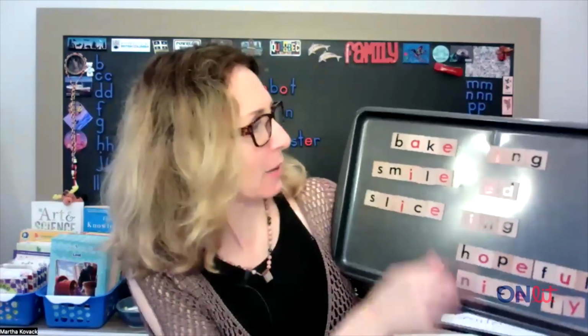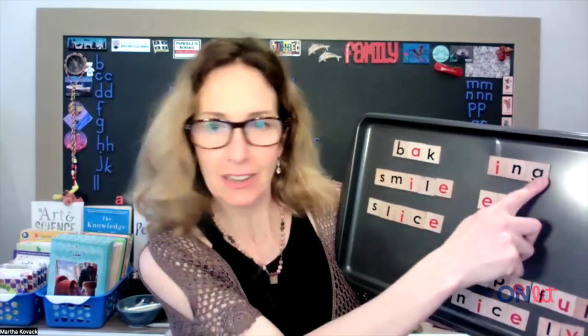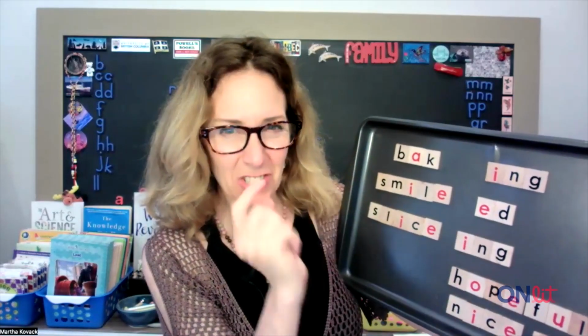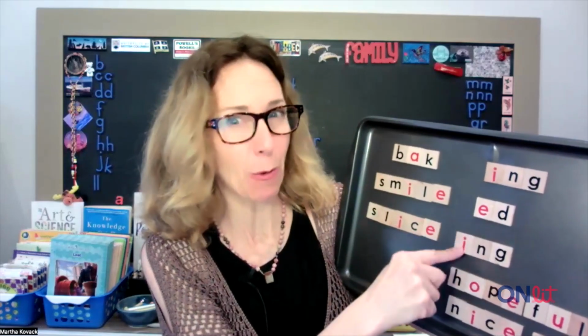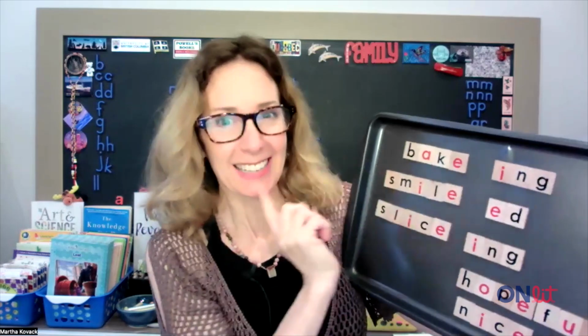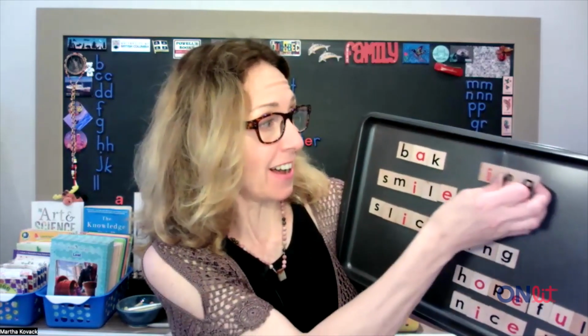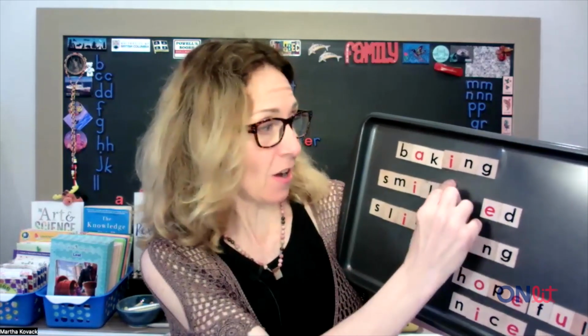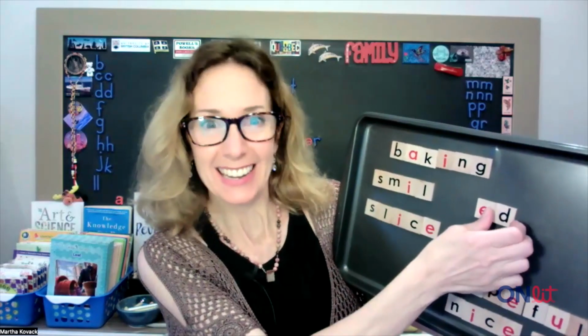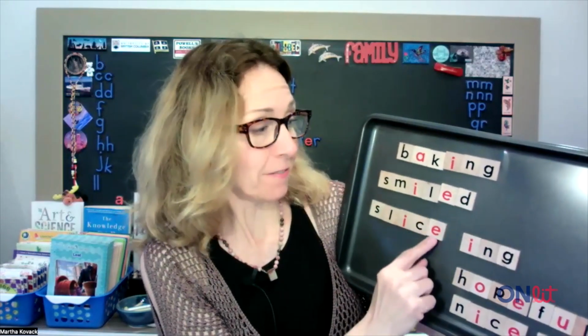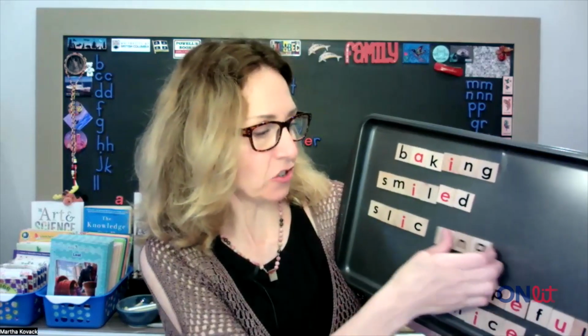So what is this rule? It's very simple. When you have a word that ends in an E, you take it off before you add the suffix, as long as the suffix begins with a vowel. Sound familiar? Just like with the doubling rule, it has to be a vowel suffix. So I do a little chant that goes like this: take off the E, add ing. Take off the E, add ed. Take off the E, add ing. And that's as simple as it gets.